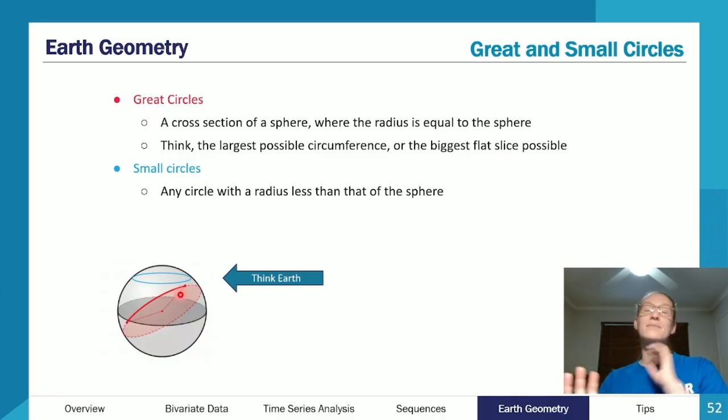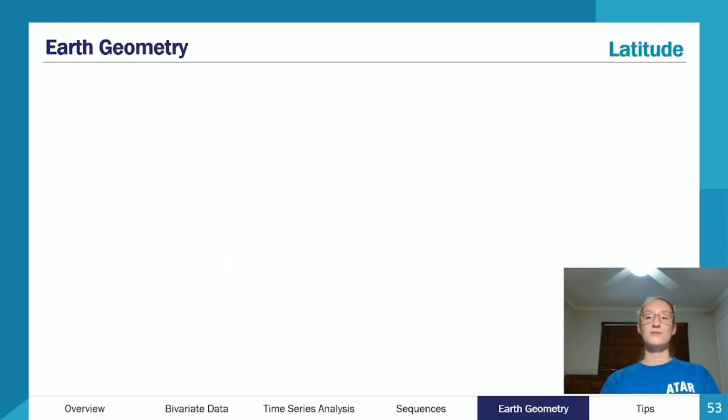Coming back around to our small circles, like this blue line here, that's a small circle. We're thinking back to how it's any circle with a radius less than that of the sphere. As soon as we move away from anywhere that would give us that largest possible circumference, we're left with all of these smaller circles, which ironically and conveniently are called small circles, and I've color coded it there as well. So that's our great circles and our small circles.